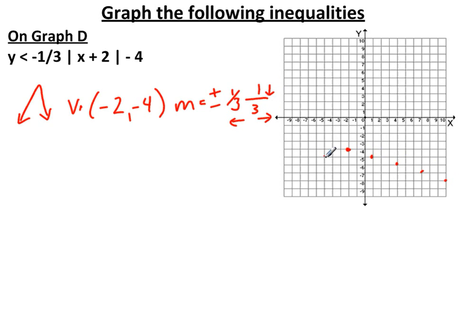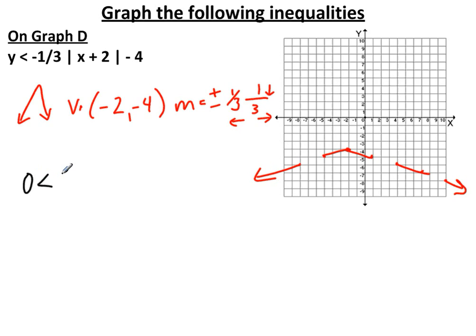And remember, even though I'm stopping at the edge of my graph, these points do go on forever, and we show that by putting an arrow on our graph. This would be an open circle, so then I would have a dashed absolute value graph. We do test points the same way we do them for linear equations or inequalities.